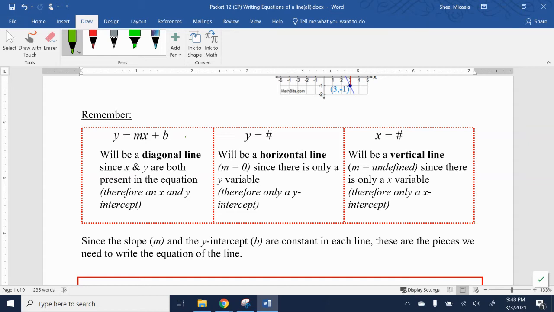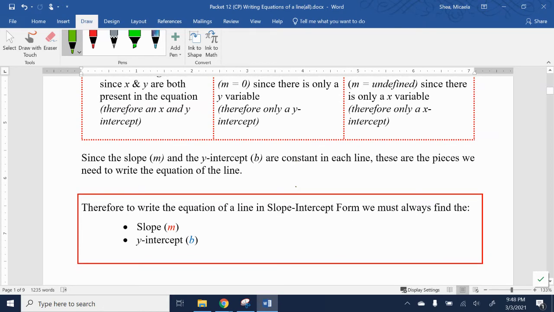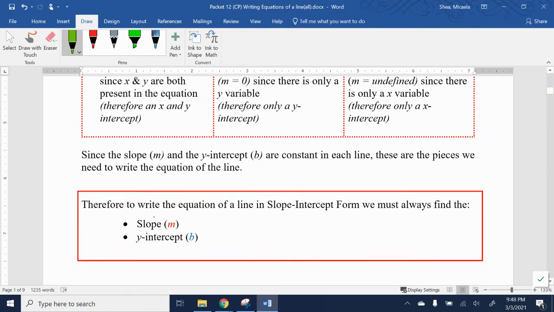And lastly, if we have an x equals a number, that translates into a vertical line because it's an undefined slope. It only goes through the x-axis. So we can go backwards and say, if I see a vertical line, then I know my equation is only going to have x. So since the slope m and the y-intercept b are constant in each line, those are the only pieces we need when we go to write the equation of a line.